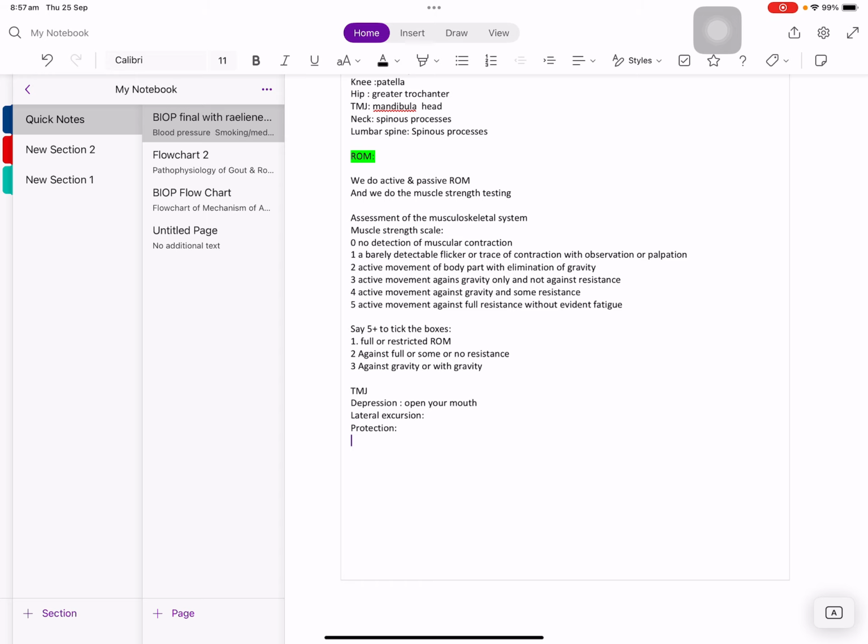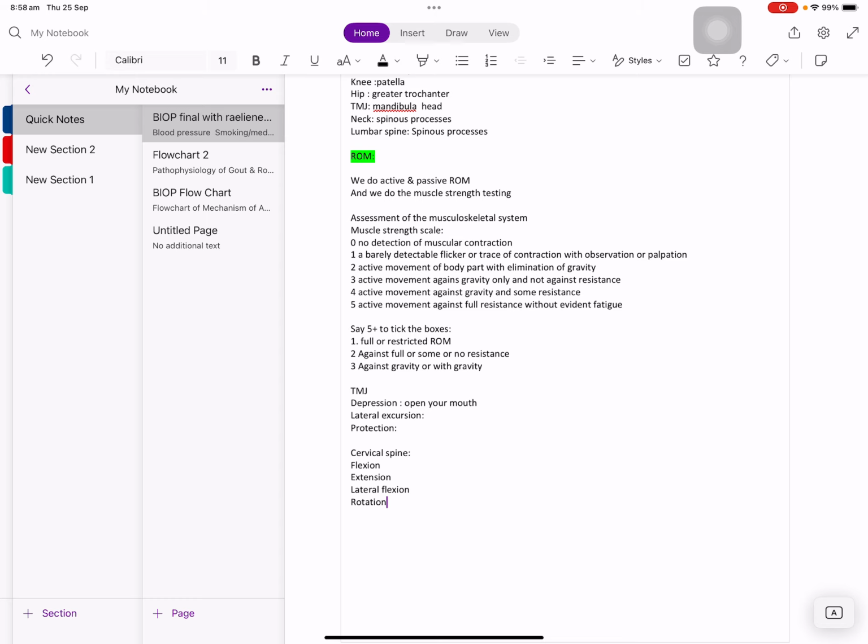Right. So, cervical spine is flexion, extension, lateral bending, rotation. We're not doing circumduction. What is circumduction? I think that one hurts the joint more. It does work the joint, but not for this exam.